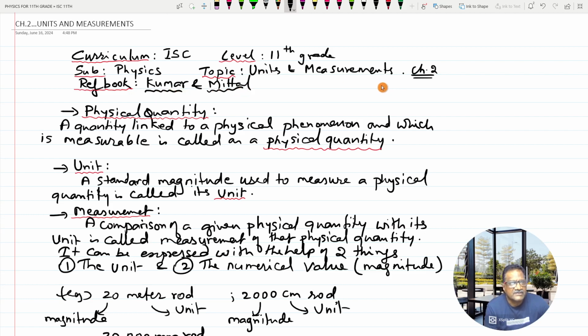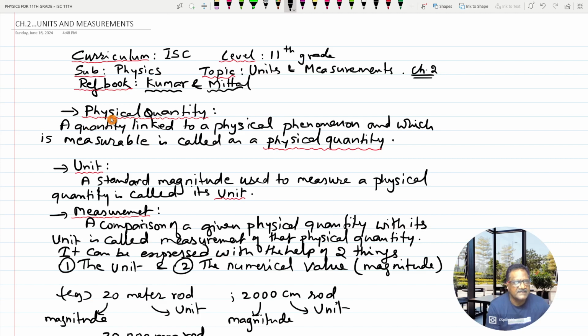Okay. So to start with, in this chapter on units and measurement, that is chapter number 2, we are going to deal with physical quantities, the units, the measurements, and other things. Okay, so let us get started. First of all, let us understand what is a physical quantity.